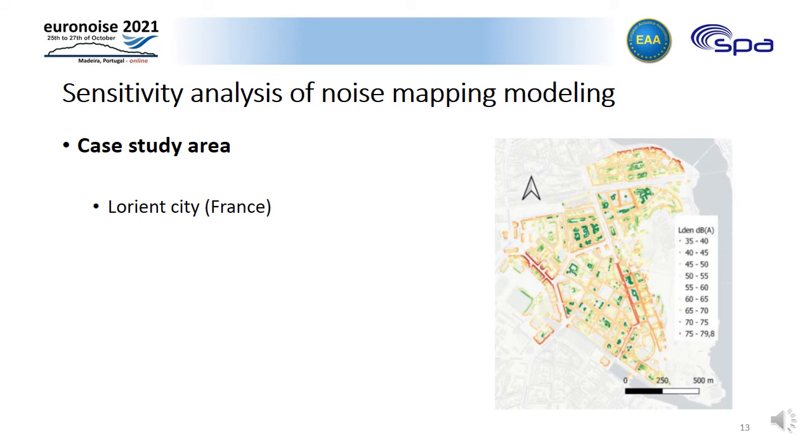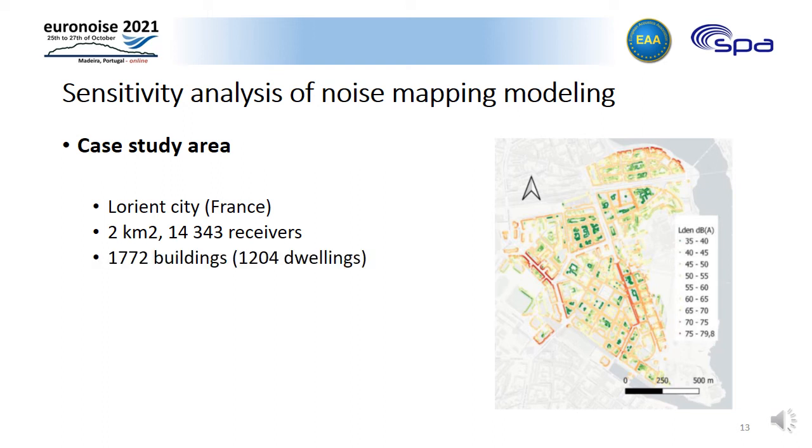The sensitivity analysis presented here uses the case study of the CENSE project, that is the city of Lorient in France. It covers an area of about 2 square kilometers, with more than 14 receivers for more than 1,000 buildings. The input parameters are a compilation of data collected from CERMA, IGN, and the Lorient City Council.